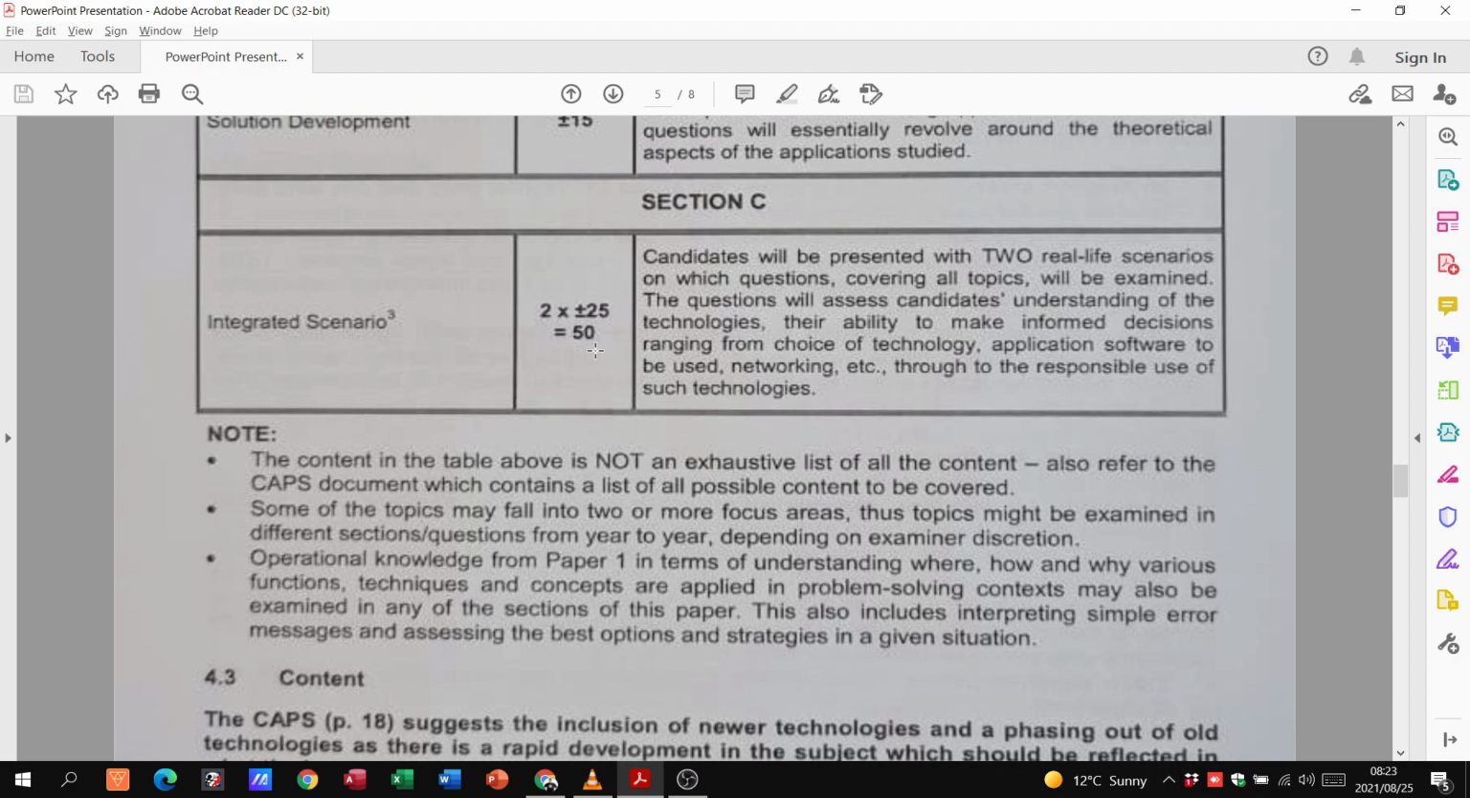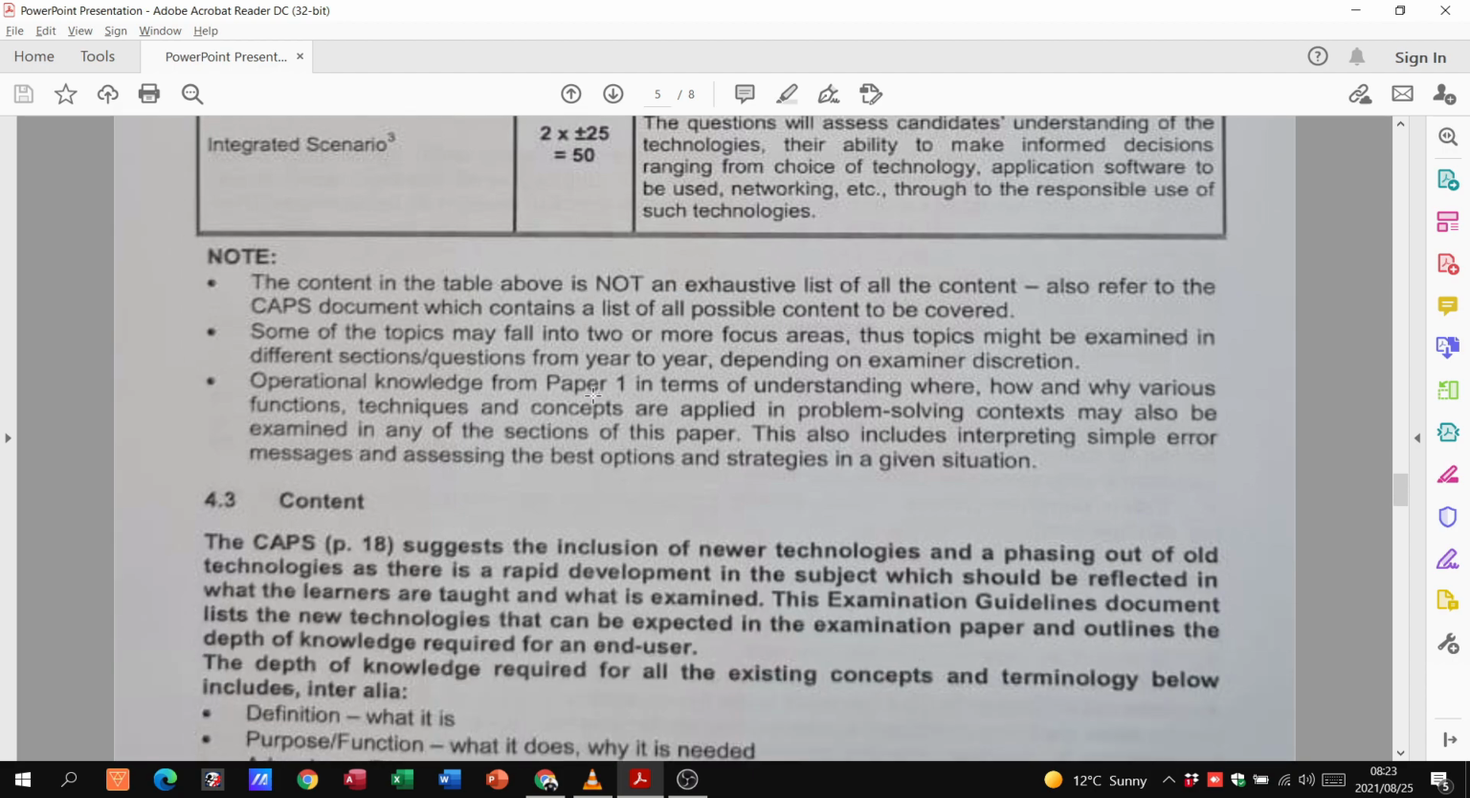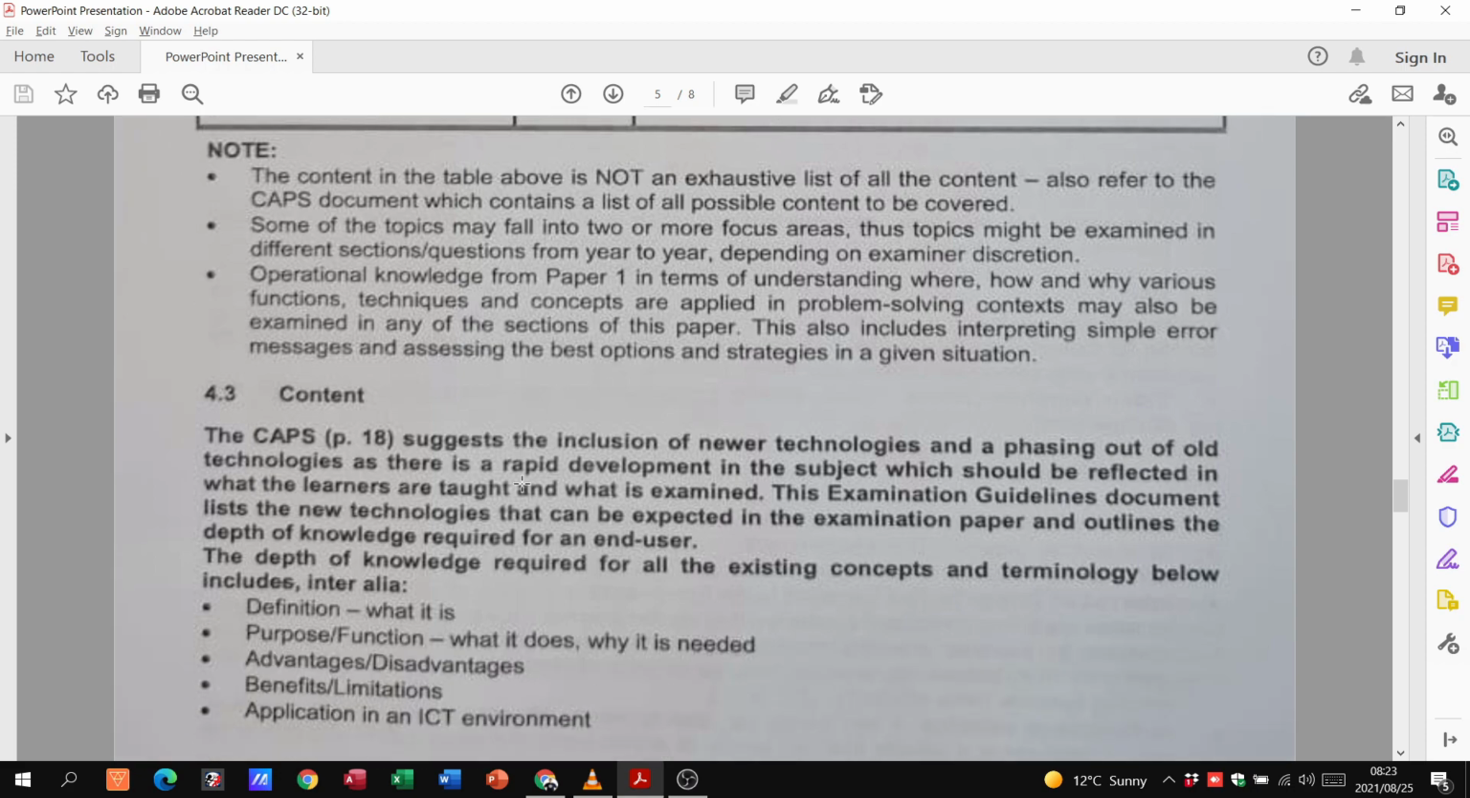They'll probably give you details about whether it's used for an office, or just maybe gaming or something like that. And then they'll usually ask you a lot of questions on the actual specs of the PC. So all of this would be built into the scenario that they're asking you, worth 50 marks. They do, however, tell you that the content in the table above is not an exhaustive list of all the content. They're basically telling you it's not confined to just everything that they have there.